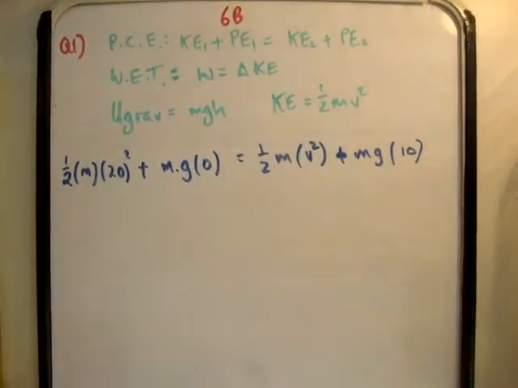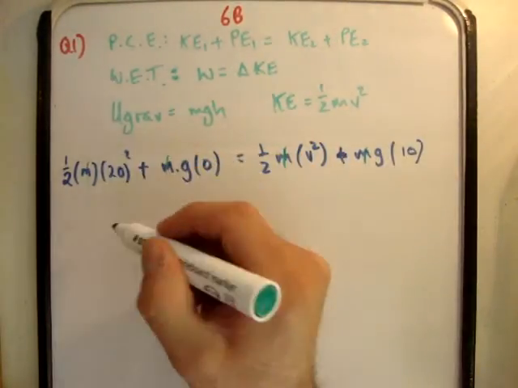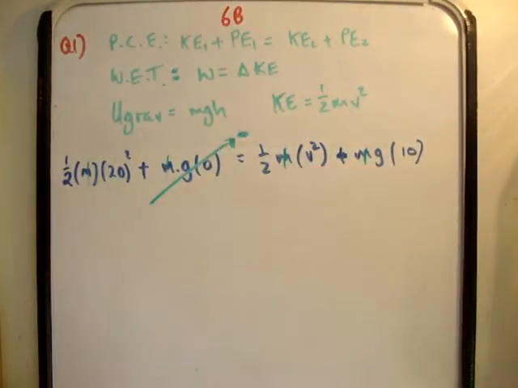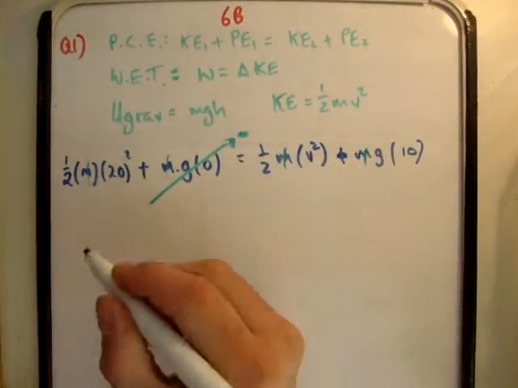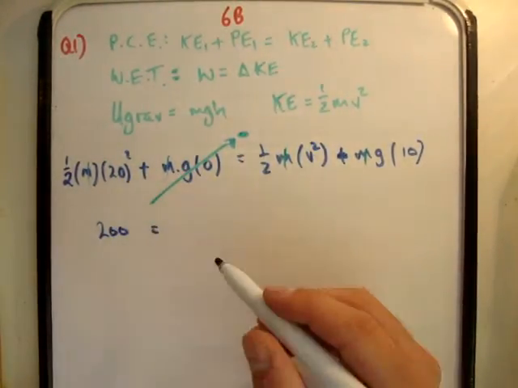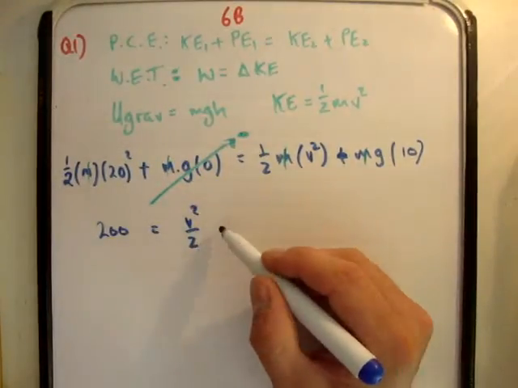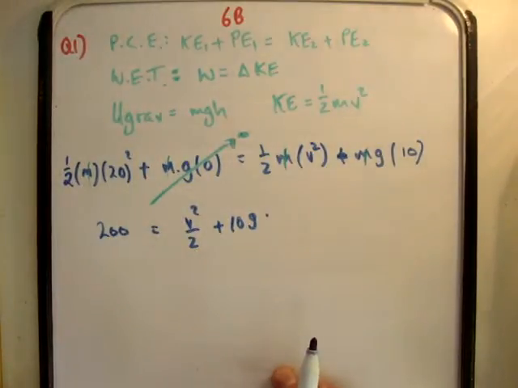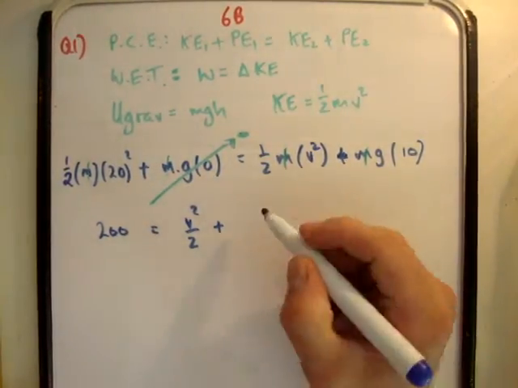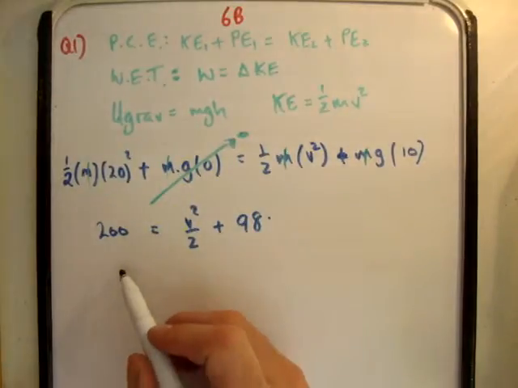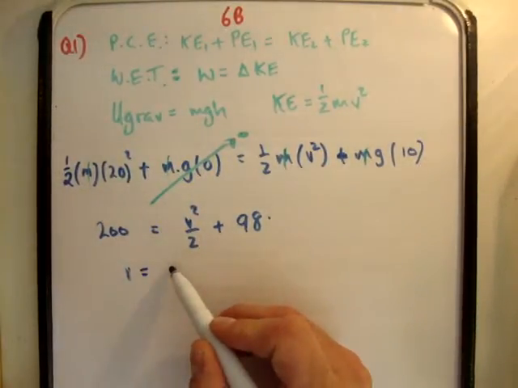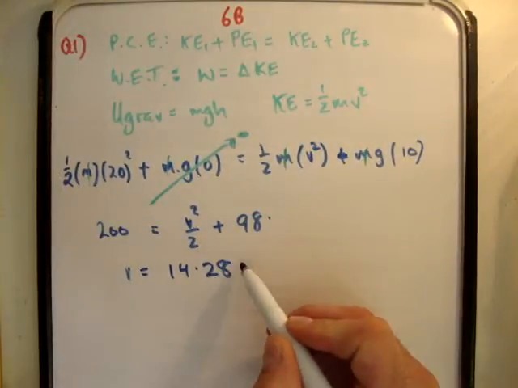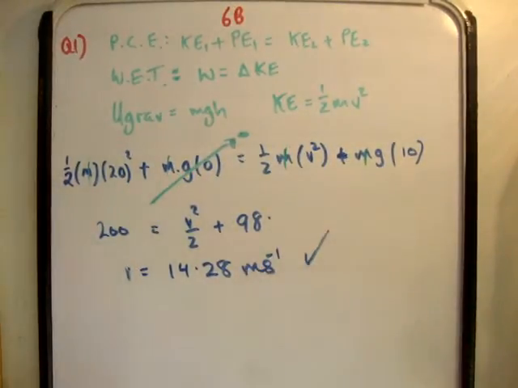So let's just do a bit of cancelling here. We can get rid of m, get rid of this one altogether. So this becomes 200 is equal to v squared over 2 plus 10g. Okay, and g there is equal to, we'll say, 9.8. So if you work it out, you're going to get that v is equal to 14.28 meters per second, which is correct.